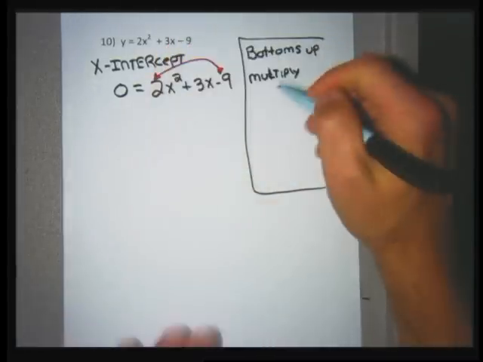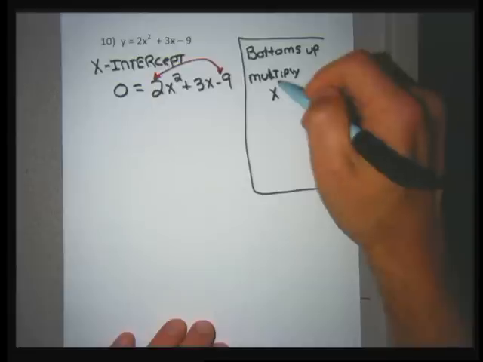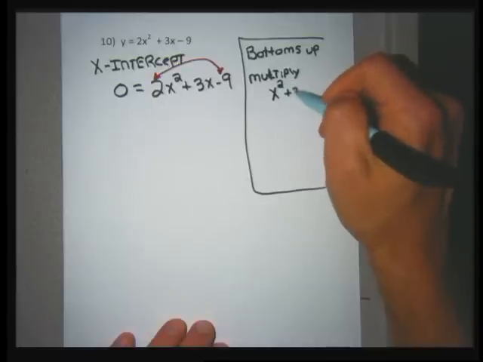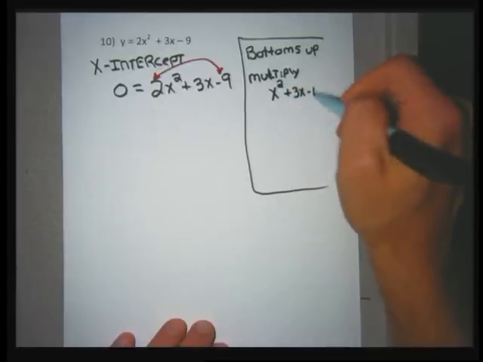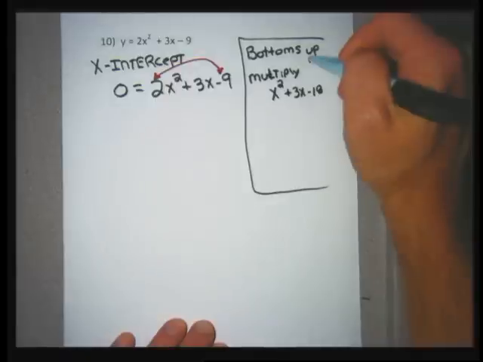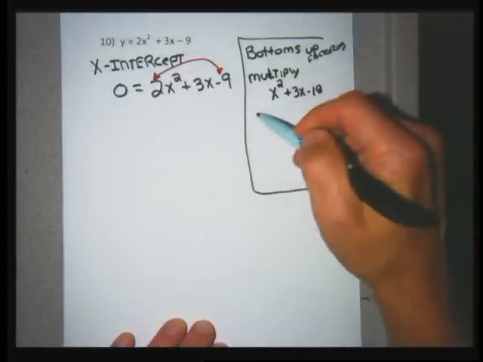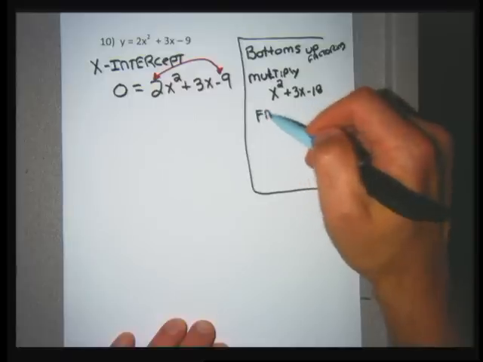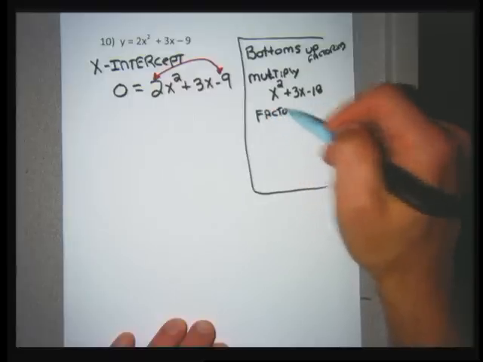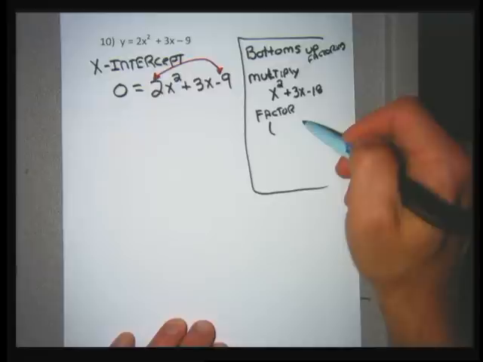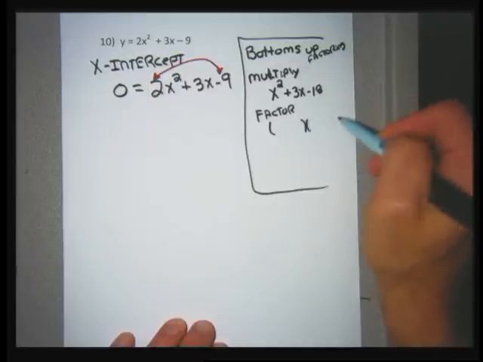I get negative 18. So I'm going to write this as x squared plus 3x minus 18. This is bottoms up factoring. This is a way to factor that 2x squared plus 3x minus 9. That works. But if you don't use bottoms up factoring, I don't use it, you can get it factored just as fine using another method.